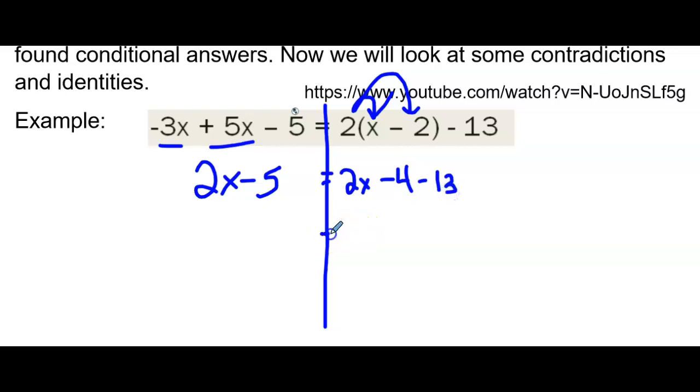There's nothing really to do on the left-hand side just yet. I still need to combine like terms on the right, so I'm just going to bring down my 2x minus 5. And now over here, negative 4 minus 13 more is negative 17. Now we can actually stop right here because we know that the 2x's are going to cancel out, and we're going to be left with negative 5 and negative 17. That is not equal to each other. So this would be an example of a contradiction.